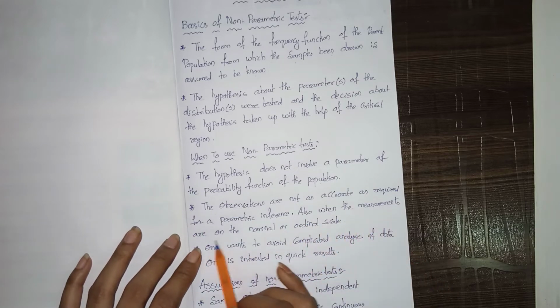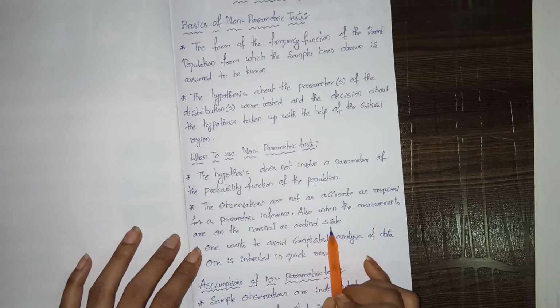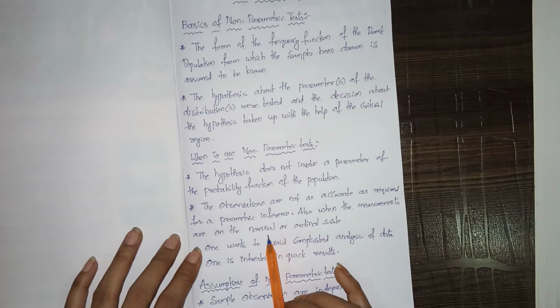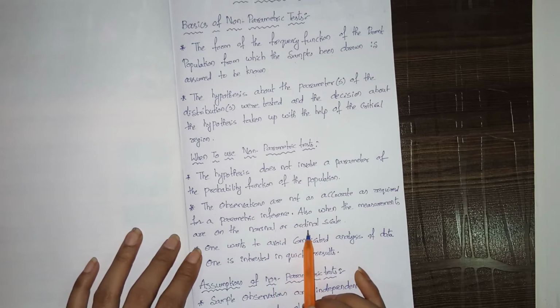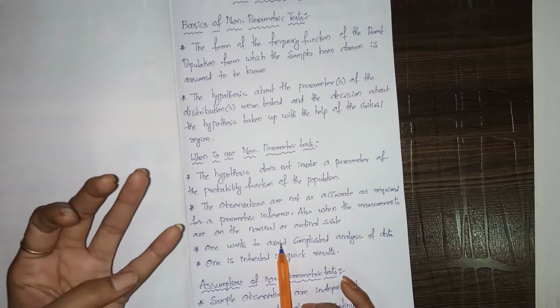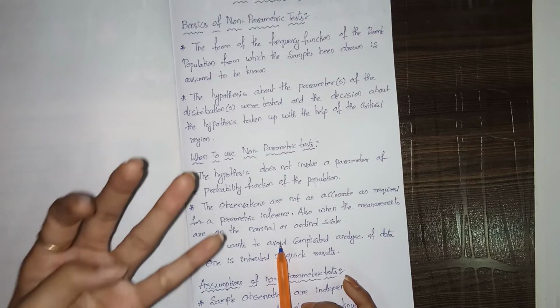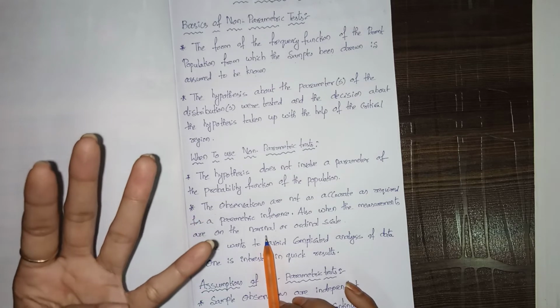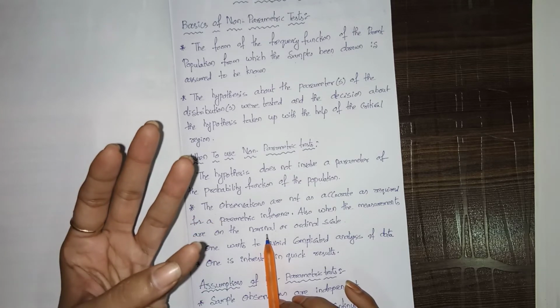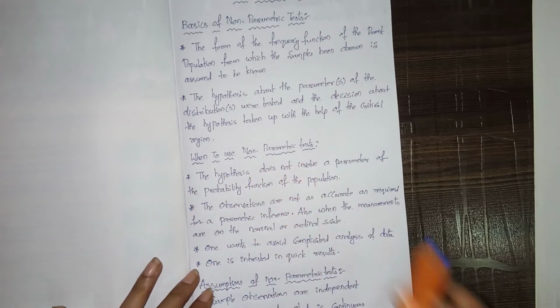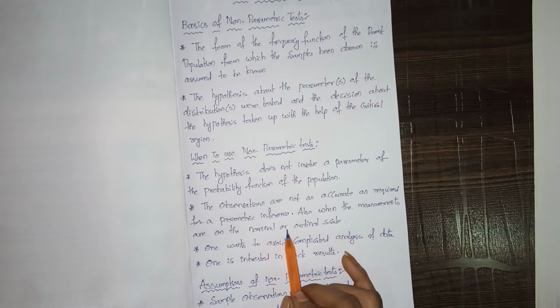Also, when the measurements are on a nominal or ordinal scale. We use this test only when the data is collected from a nominal scale or an ordinal scale. We have different types of scales. There are four types of scales: nominal, ordinal, interval, and ratio. Of these four scales, a non-parametric test uses only nominal or else ordinal.